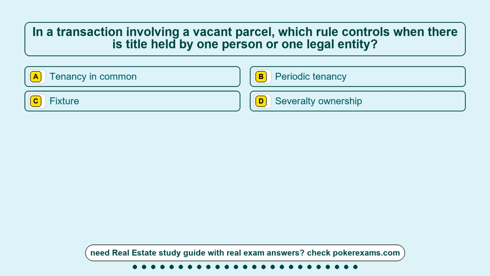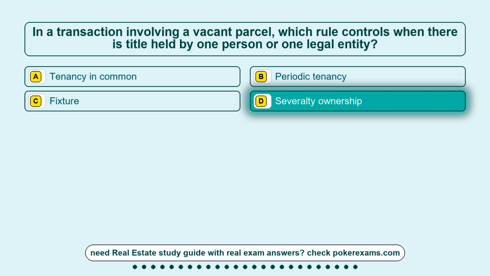Question 5. In a transaction involving a vacant parcel, which rule controls when there is title held by one person or one legal entity? Option A, a tenancy in common. Option B, periodic tenancy. Option C, fixture. Option D, severalty ownership. The correct answer is option D, severalty ownership.